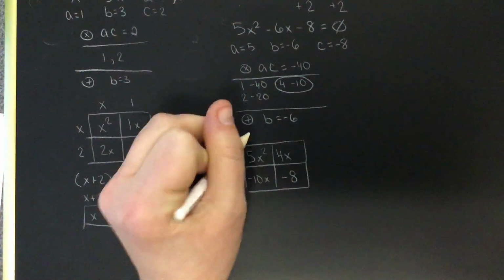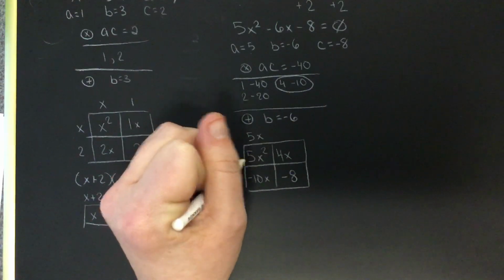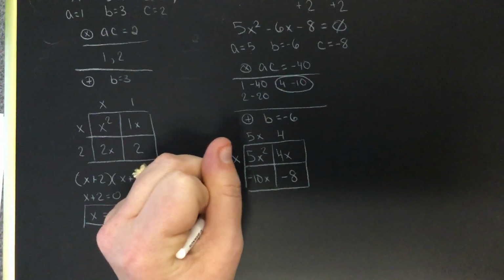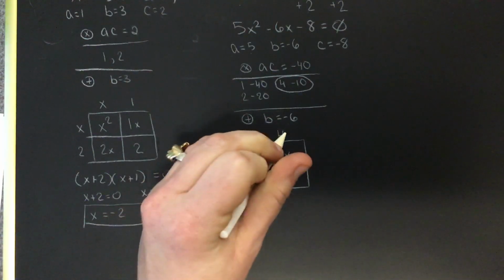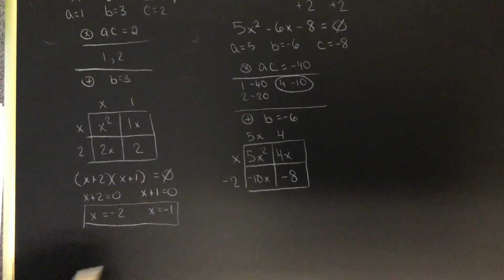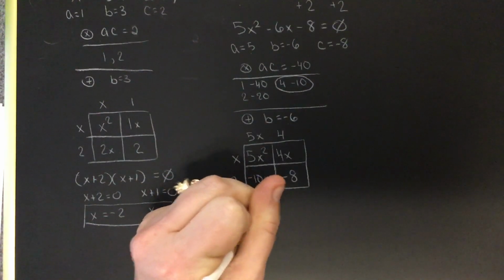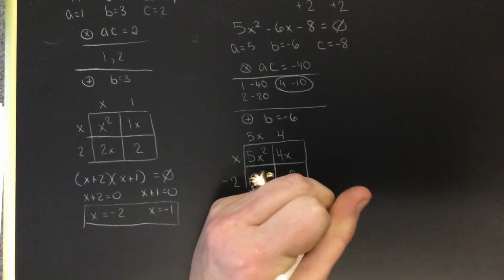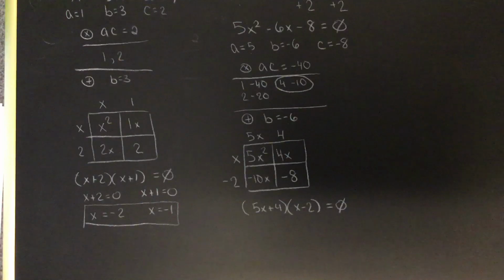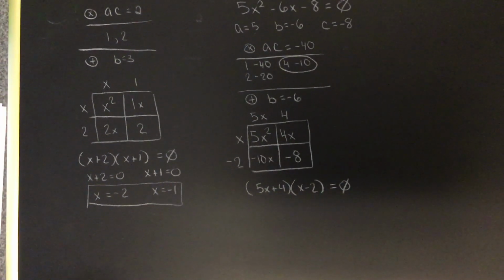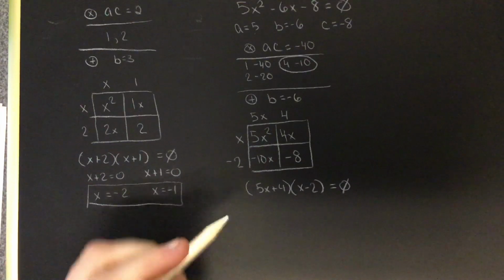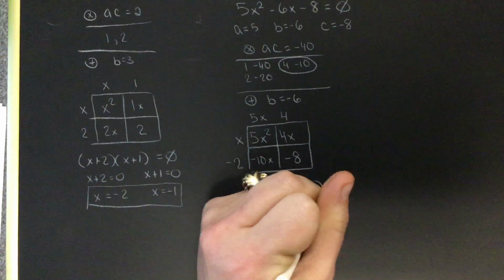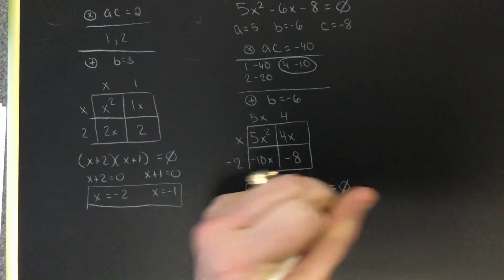And so that means that 5x has to go here so that we get 5x squared. 4 has to go here. Negative 2 has to go here. And negative 2 times 4 does give us negative 8. So now we have 5x plus 4 times x minus 2 is equal to 0. And then just like before, we take each factor, set each one equal to 0. So 5x plus 4 equals 0, and x minus 2 equals 0.